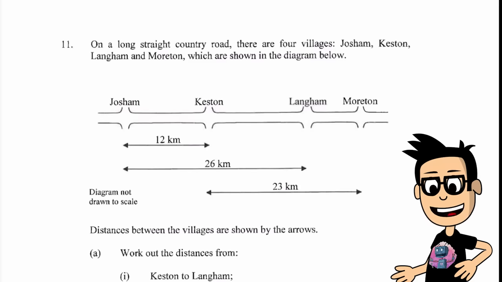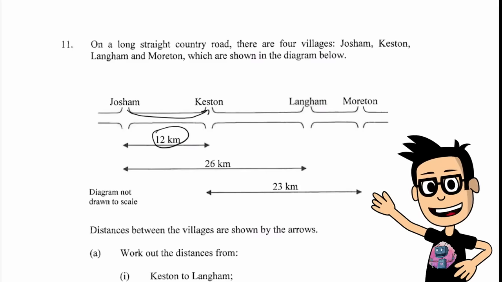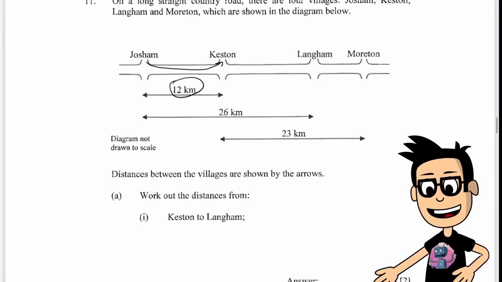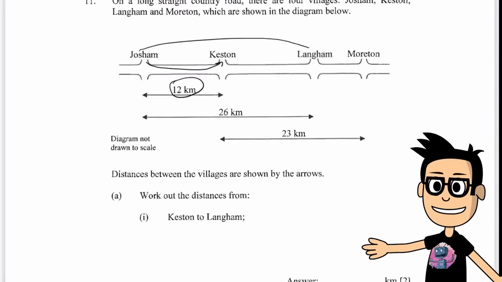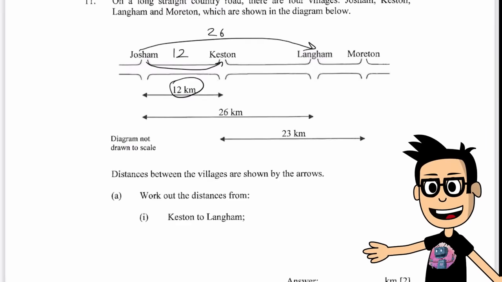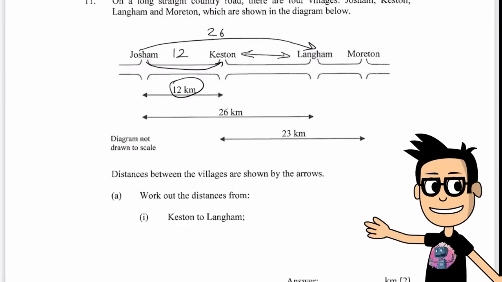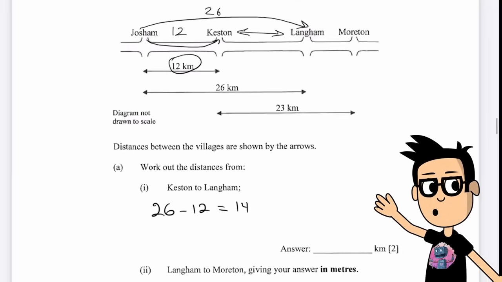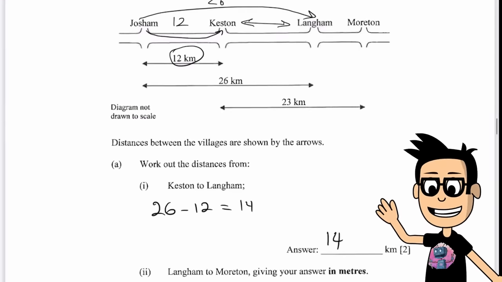And distances between the villages are shown by the arrows, which means to get from Josham all the way to Keston, it is 12 kilometers. And we now need to work out the distance from Keston to Langham. So in this particular question, we know the distance from Josham to Langham, which is 26, and we know Josham to Keston, which is 12. So in order to get the remaining distance here, we need to do 26 minus 12, which gives us 14. And there we are. That is our answer.